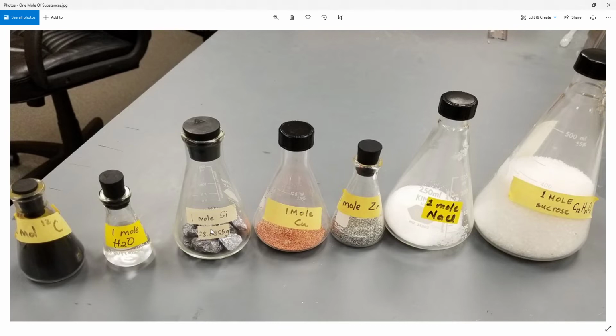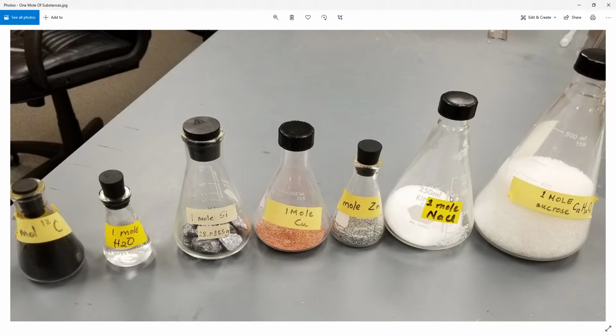So there are 6.022 times 10 to the 23rd atoms of silicon in there. Here's copper. Copper, I believe, let's see, I've got my periodic table here. It comes out to 63.55 grams. There is zinc. Zinc comes out to 65.38 grams.